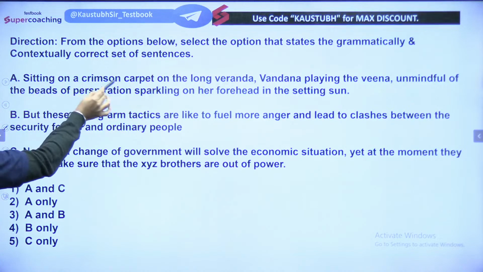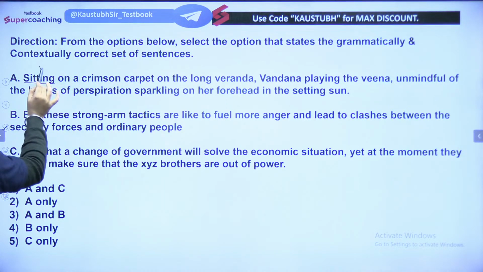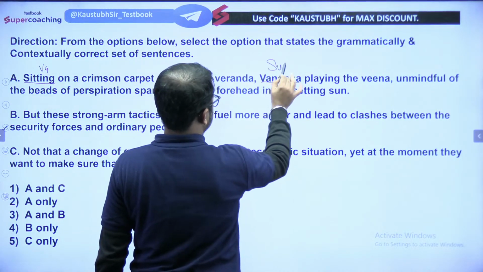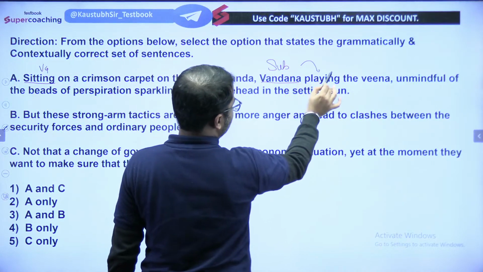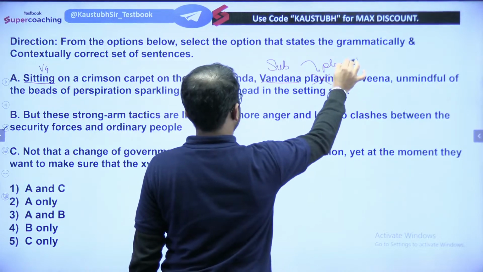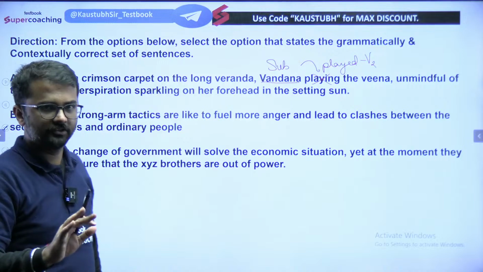Sitting on a crimson carpet on the long veranda. Sitting here is used as a participle structure. And after the comma, we have our main subject, Vandana. "Playing the veena" nahi, "played the veena." We need "played" in V2 or in some kind of main verb structure. "Was playing" is also fine.